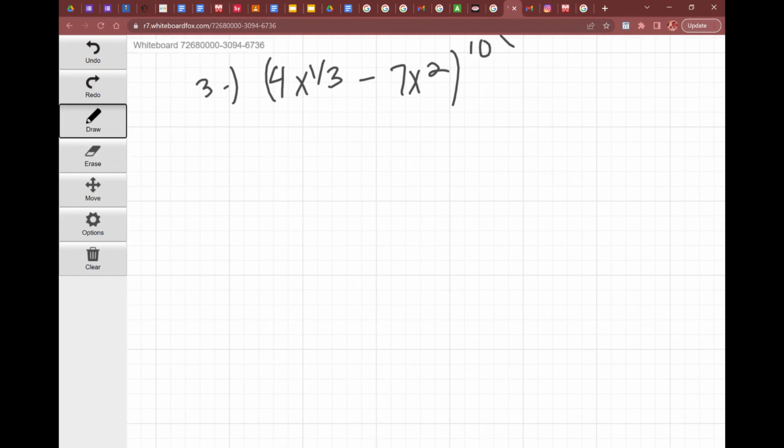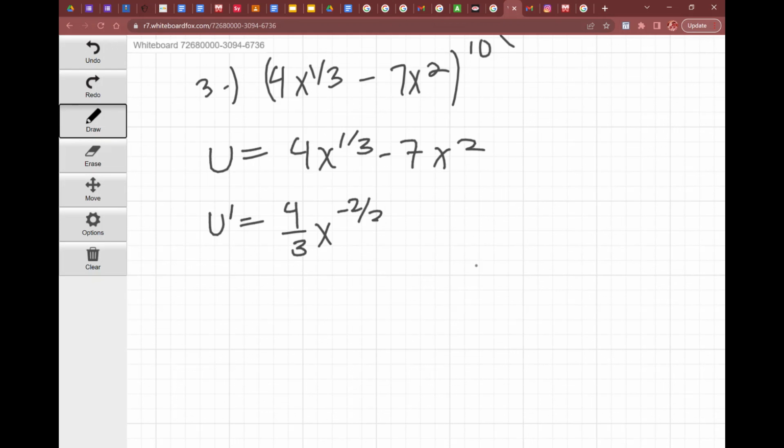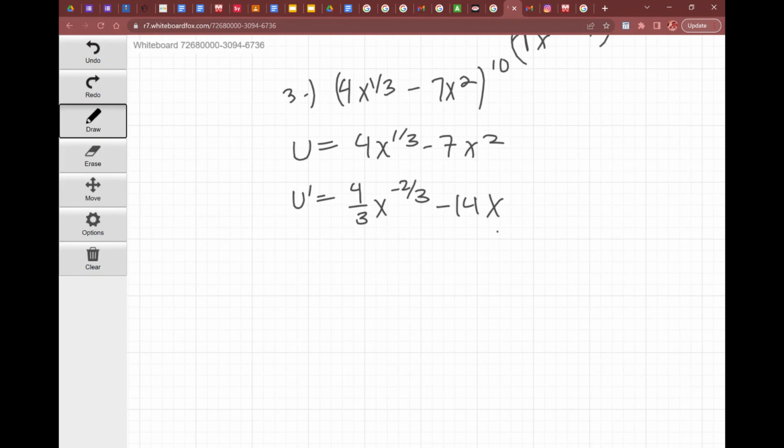I'm not going to color code this one because it's too much work. I hope you guys get the memo anyways. So u equals 4x to the 1/3 minus 7x squared. You should know the drill by now. Let's just take the derivative of u right now. So u prime is equal to what? 4/3 x to the negative 2/3 minus 14x. So we just have that, right?